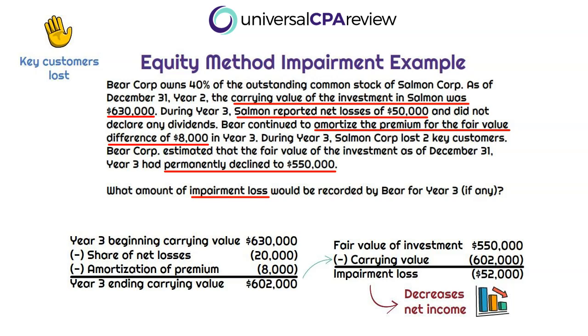The important thing to understand is that we do have an impairment loss. It is recorded in the income statement, and there will be a decrease to net income for year 3. So remember this example, and you'll be covered with anything related to impairment.